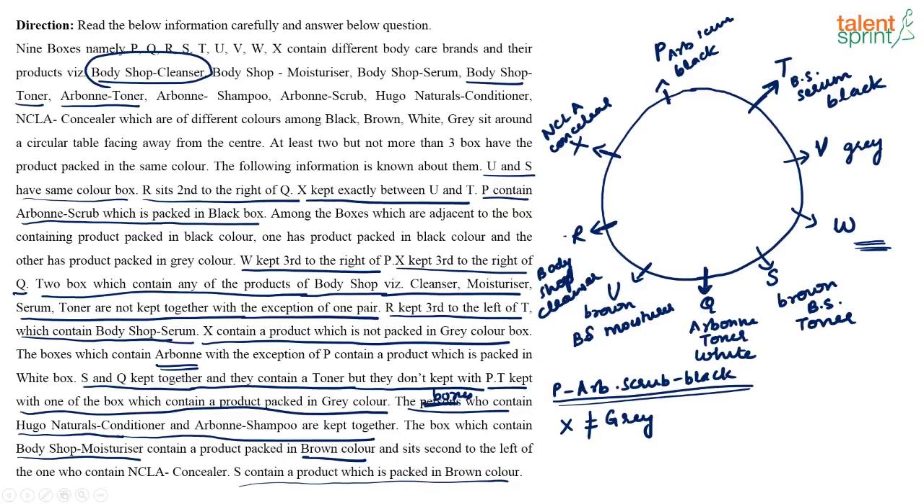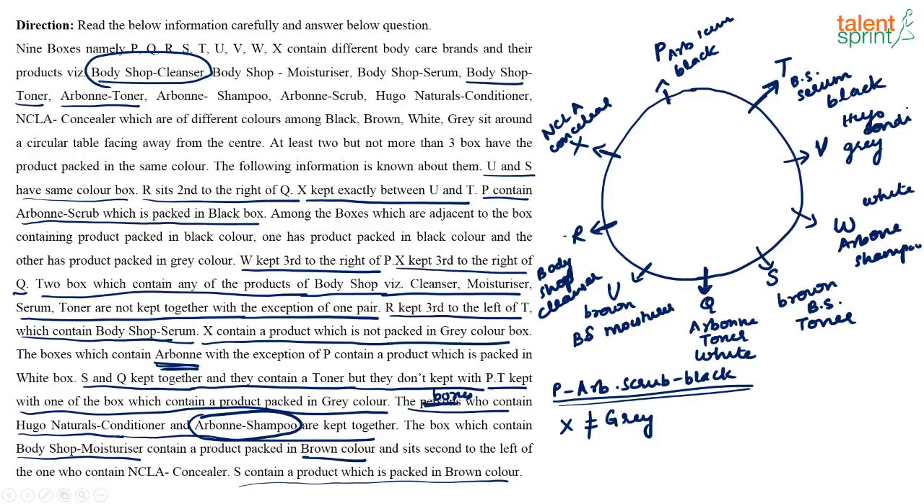Now again, next question, where do I place the Hugo Naturals conditioner and where do I place the Arbonne shampoo? I know that the Arbonne shampoo is white in color. They had mentioned that everything except P, Arbonne products are white in color. So definitely this has to be the one which is white because this is already grey. So this has to be your Arbonne shampoo. So this will be your Hugo conditioner. And so this has to be your Body Shop cleanser.